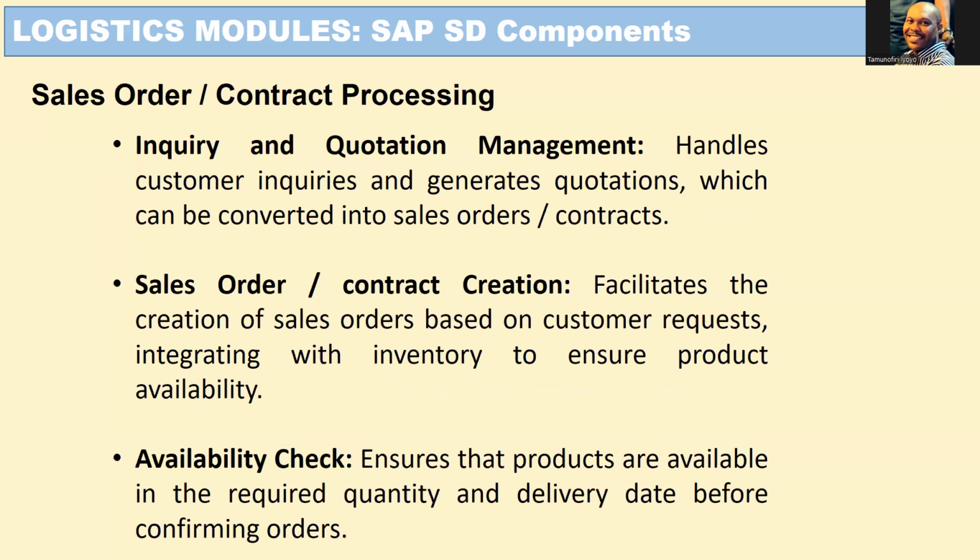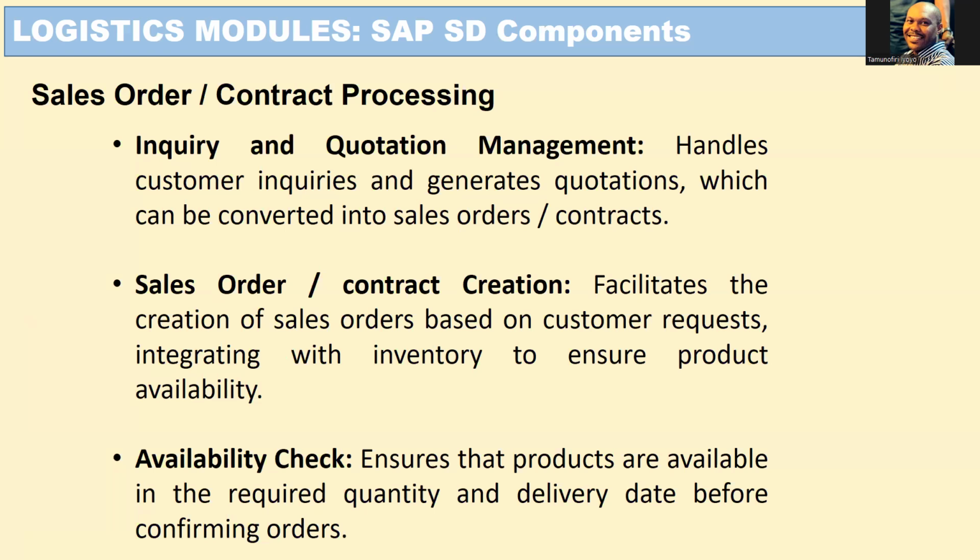Another component of the SAP SD model is the sales order or contract processing. If you looked at the initial screen, we talked about the pre-sales activity. After those pre-sales activities, inquiry and quotation, the next is sales order processing. It's one of the main components of the SD model after the master data. This is more of the transactional data part, where we have the inquiry and quotation management, and the sales order and contract creation.